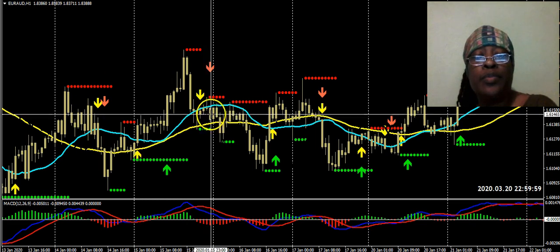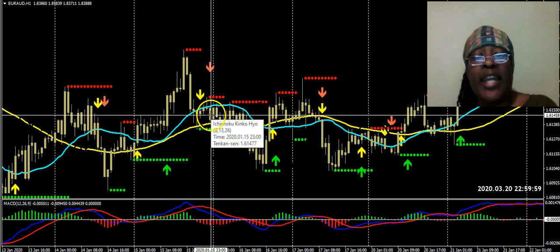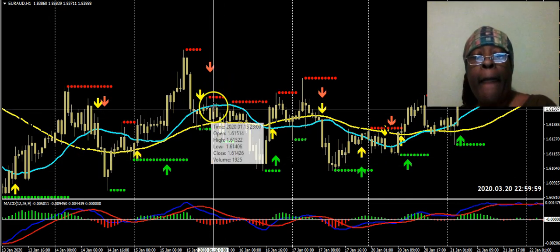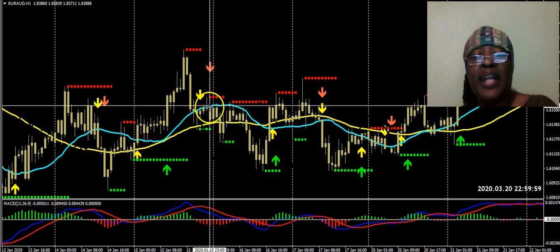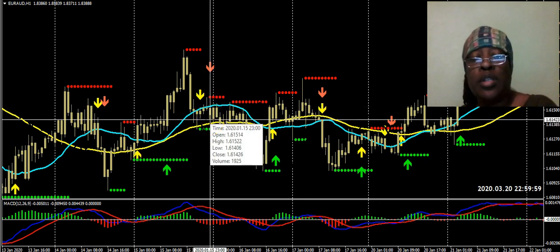4 o'clock candle. Are we taking it? No, we're not. We're only looking for buys. Remember that. Are we taking it? No, we're not. Why? Because it's in between the two moving averages. That's risky. What are we waiting for? A breakout. We do nothing until we get a breakout.